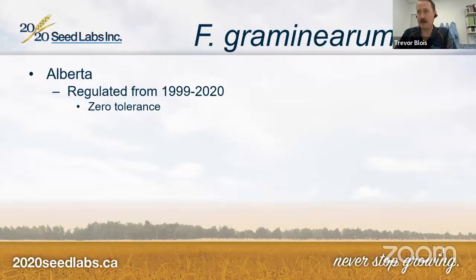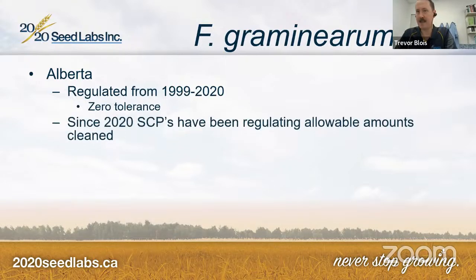In Alberta, it was very clear from 1999 to 2020: we had zero tolerance for Fusarium graminearum in seed. You couldn't sell or plant any seed that had detectable levels of Fusarium graminearum. That's changed since 2020. It's been seed cleaning plants that have really been the ones regulating allowable amounts, because they'll say we won't clean anything with detectable amounts. So they'll say everything has to test 0%. Some seed cleaning plants say 2%. Some have even higher limits.